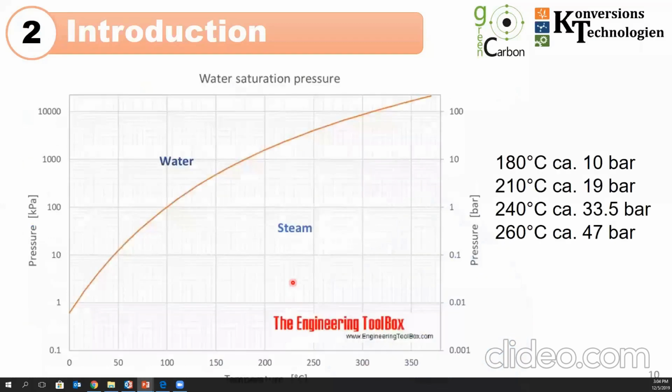And going further, here we can see the water saturation pressure curve. So to produce carbon material, bars, and it can go up to 260 Celsius degrees, which corresponds to 47 bars of pressure inside of the reactor.